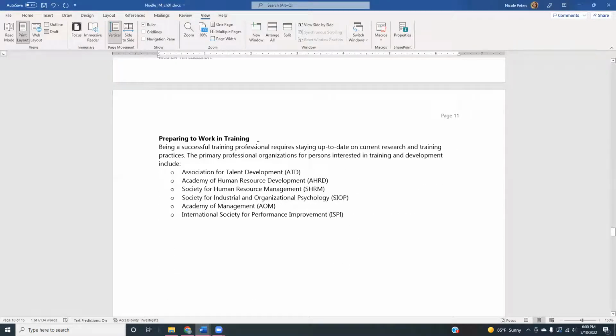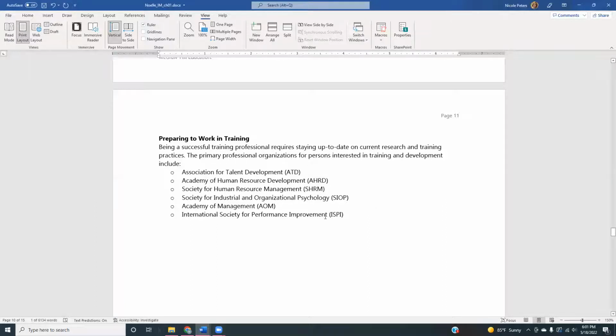And then preparing to work in training. And so these are different organizations that you can join that will help you in your working professional life. I'm a member of SHRM. I used to be a member of ATD a long time ago. I did have a training position, 20 some odd years ago. I was a specific trainer. I did training in software implementation. And so I actually was part of ATD. It was called something different at the time, but it's now ATD. And then I'm obviously a member of SHRM as well.